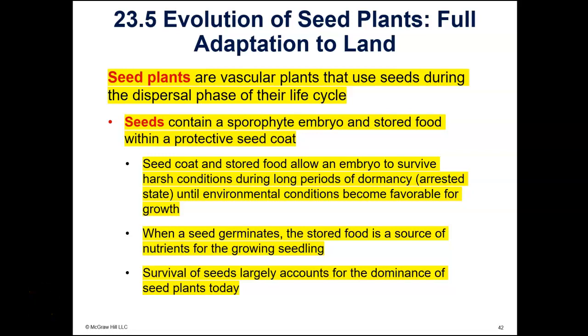These are the recorded lectures for Chapter 23, 23.5, and 23.6 on the seed plants.